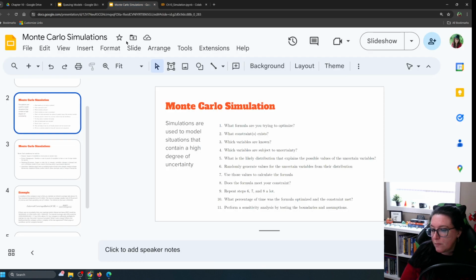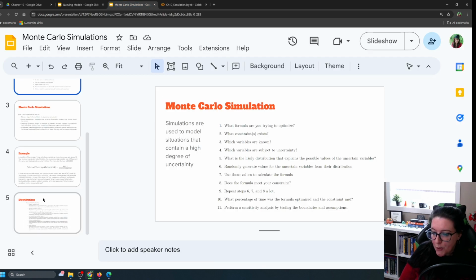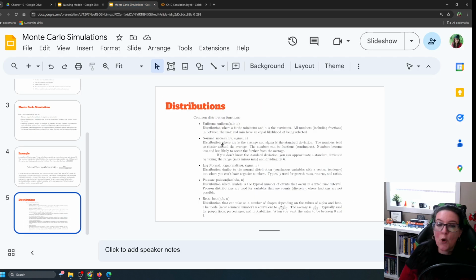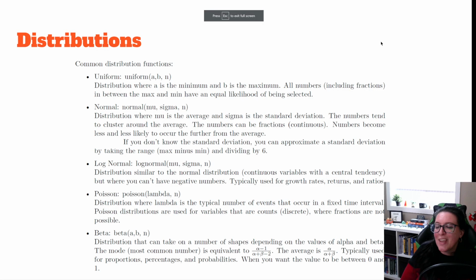Okay. All right. Another distribution to look at is the normal distribution, which hopefully you are familiar with in all your work. The normal distribution has an average we call mu. So it's a measure of central tendency, something that's the average. And then we have sigma, that's the standard deviation. That's how far it's going to range from that average. The numbers here are continuous, so we can have fractions.